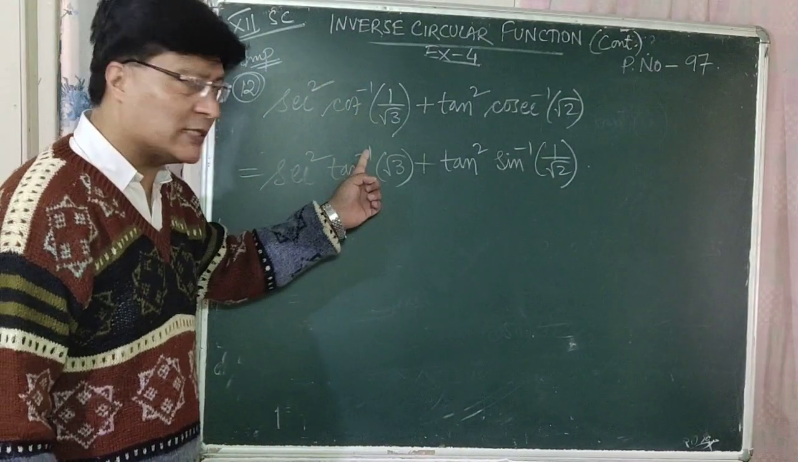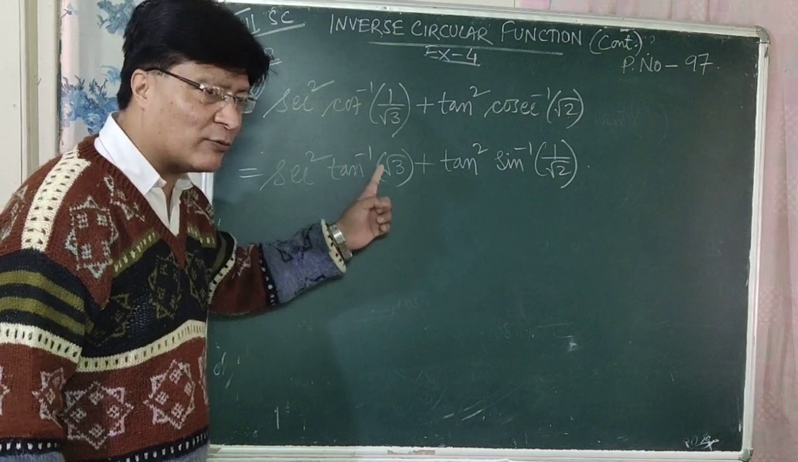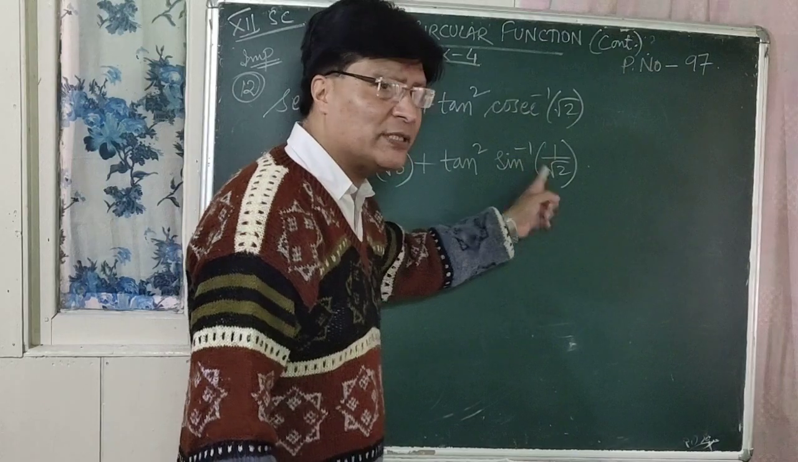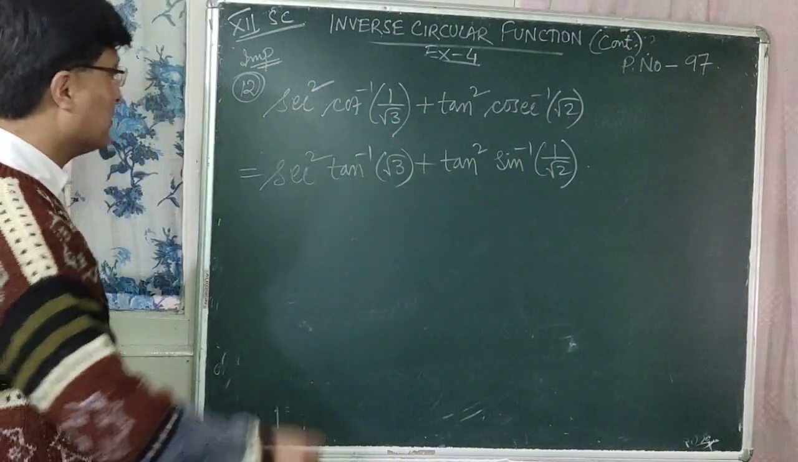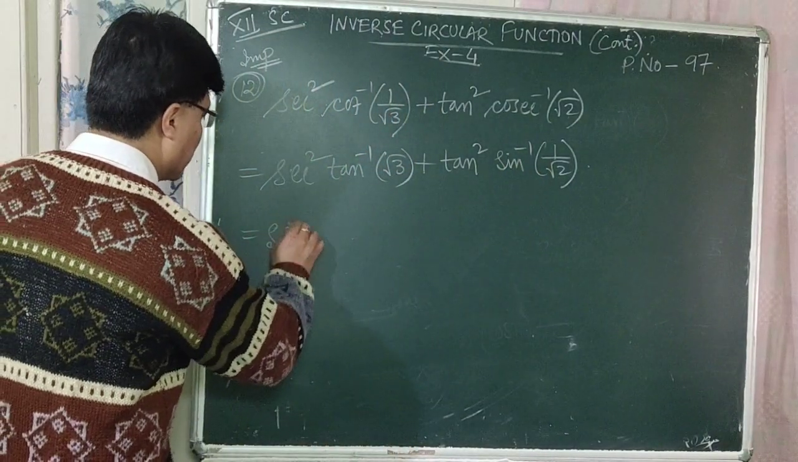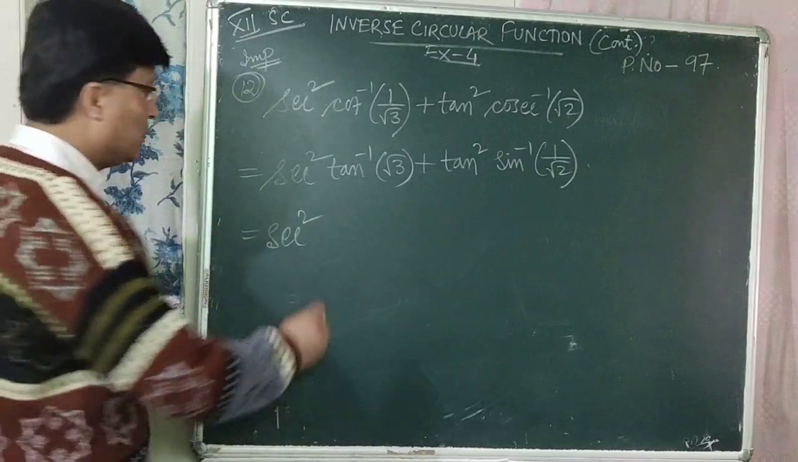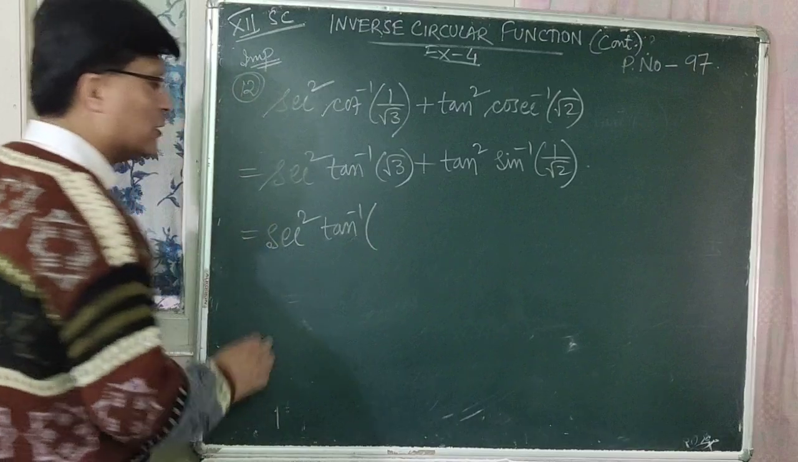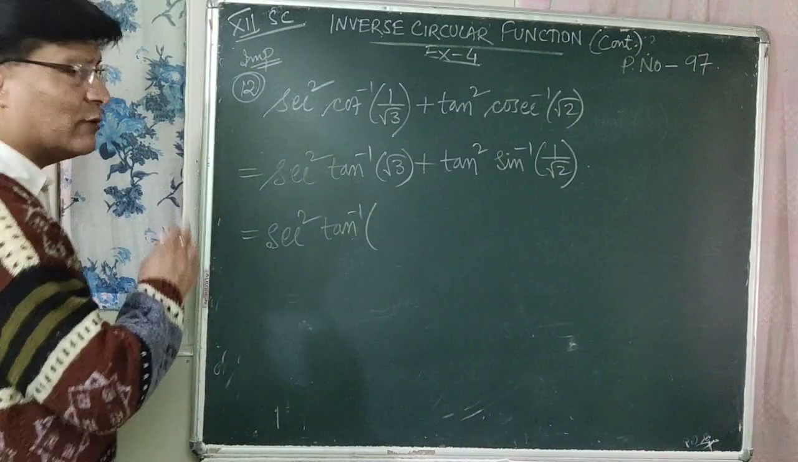Now tan inverse is there. If there is tan inverse, tan of which angle is root 3? You have to write here. If it is sine inverse, sine of which angle is 1 by root 2? You know that, isn't it? So is equal to, this is your sec square. This is tan inverse within bracket. You should write in terms of tan. Tan of which angle is root 3?